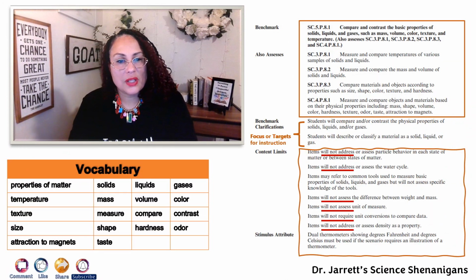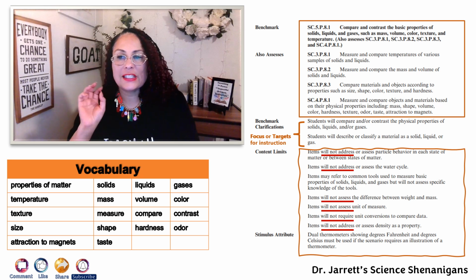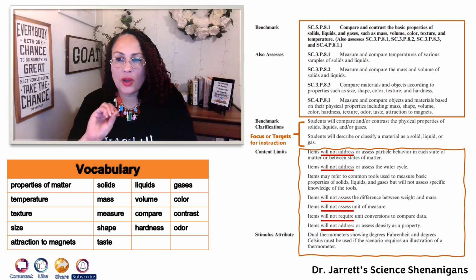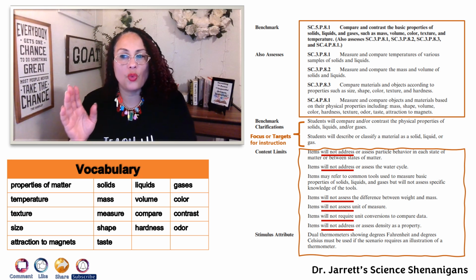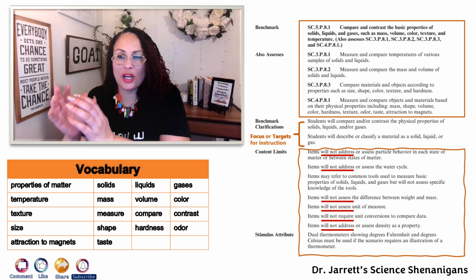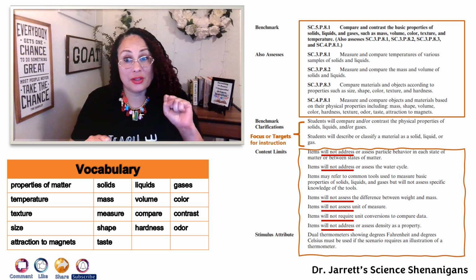This benchmark that we're talking about today is SC.5.P.8.1. It is compare and contrast the basic properties of solids, liquids, gases, such as mass, volume, color, texture, and temperature. This benchmark is full of secret vocabulary. And what I mean by secret vocabulary is this benchmark is learned in the 3rd grade, the 4th grade, and the 5th grade, but it is not building upon each other where you keep the vocabulary and you just build upon it each year. Vocabulary disappears.